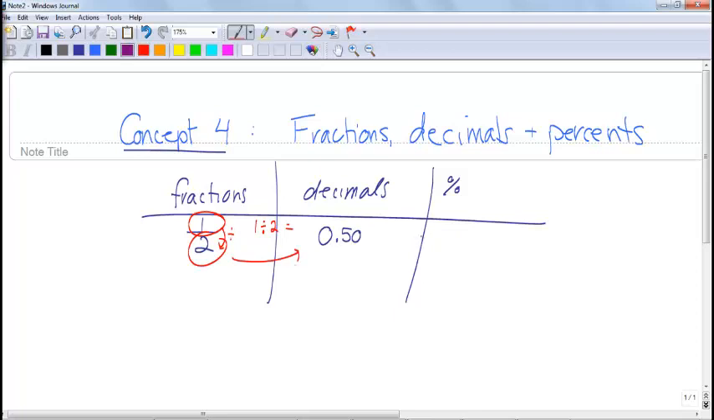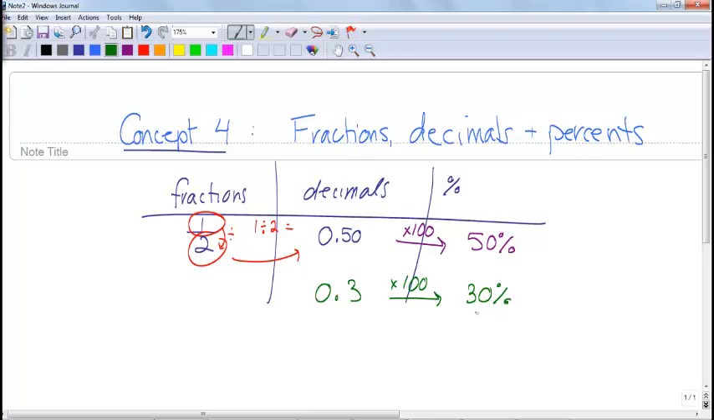Now, to get from decimals to percents, percent means part of 100. So you're always going to multiply by 100. So 0.50 times 100 ends up being 50%. Okay? So sometimes you are given not the fraction first, but perhaps the decimal. So say, for example, you're given the decimal 0.30. Same thing: to get to a percent, multiply by 100, which ends up being 30%.